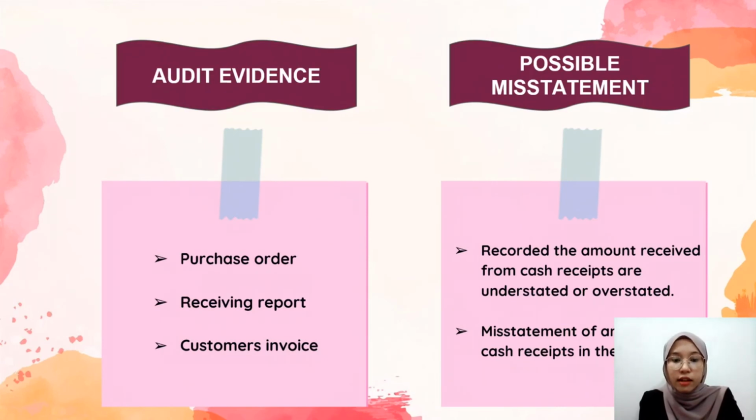Inaccuracy assertion. Audit evidence consists of purchase order, receiving report, and customer's invoice. Lastly, possible misstatements that may occur are: the first one, the amount received from cash receipt is recorded as understated or overstated, and the second one, misstatement of amounts in cash receipt in the transaction.